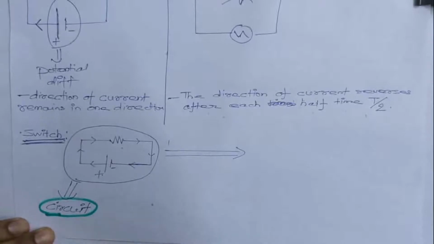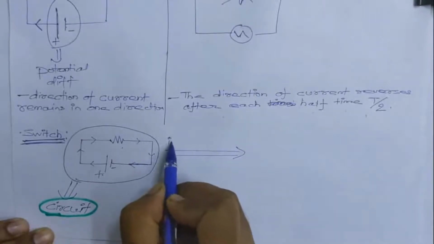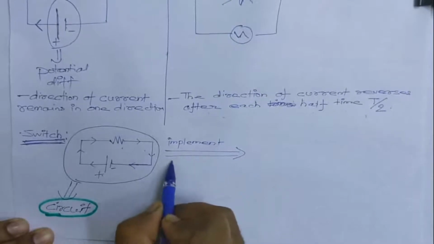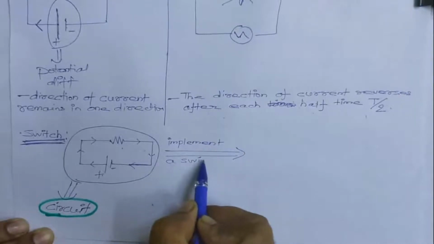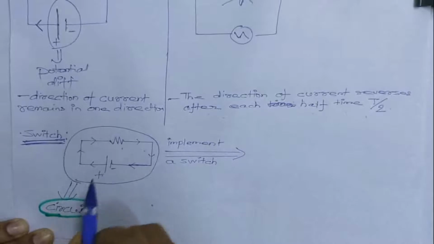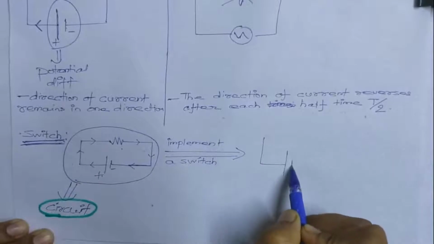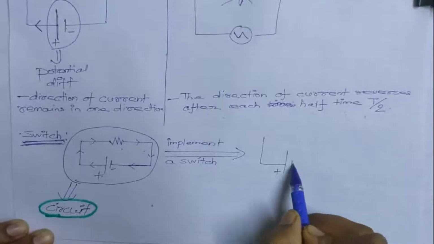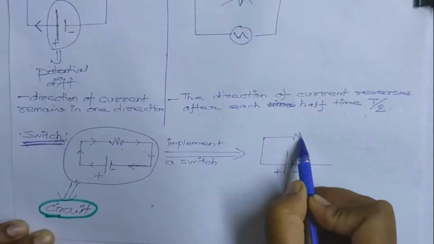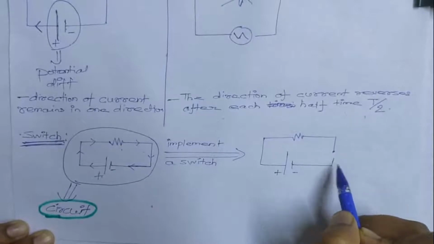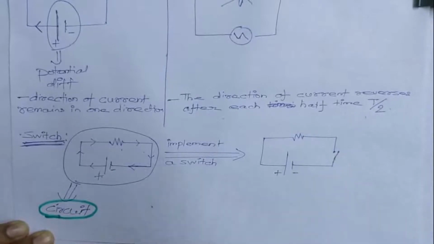Now, implement a switch. Basically what I am trying to say is, let us add a provision of a switch in this circuit. So how will it appear? It will appear this way. This is the positive terminal, this is the negative terminal of the battery. There is a resistor, and this is the switch. This is called a switch.